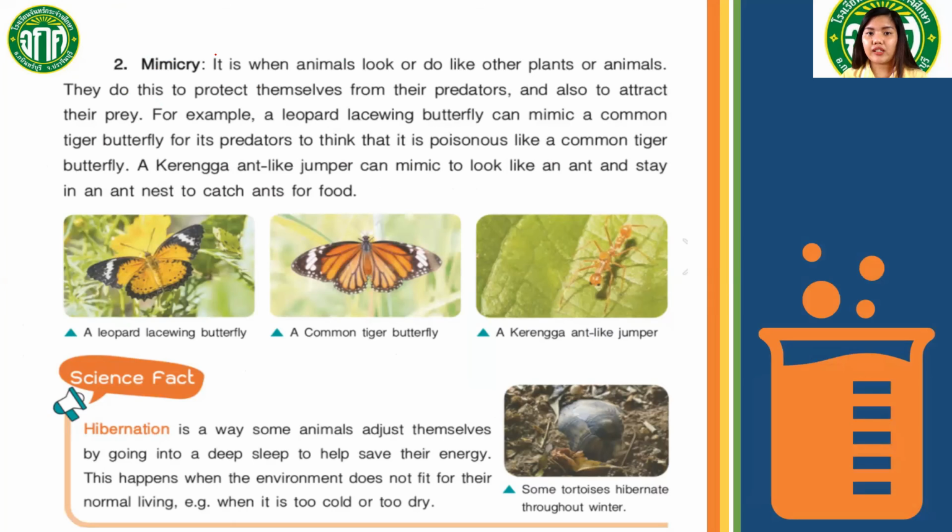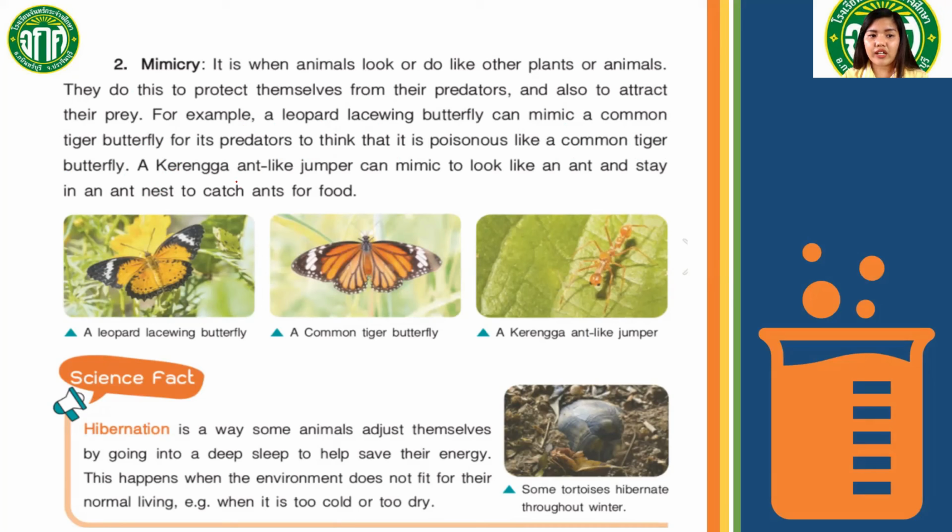Next, number 2, mimicry. It is when animals look or do like other plants or animals. They do this to protect themselves from their predators and also to attract their prey. For example, a leopard lace-wing butterfly can mimic a common tiger butterfly for its predators to think it is poisonous like a common tiger butterfly.